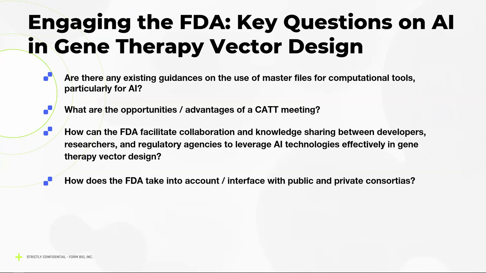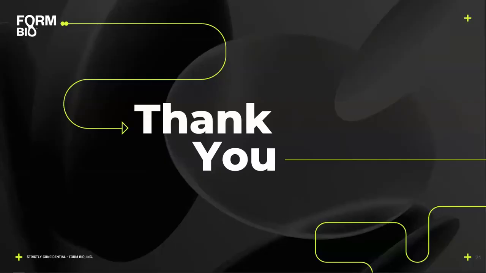And I'm sure you're going to hear this time and again that, for a good AI/ML model, we need good data. And so that is something that we need to address to see how we can get the best data to train our models so that we can get accurate predictions. And lastly, how does the FDA take into account or interface with public and private consortia? And so with that, I'd like to thank you all for your time and open to any questions.